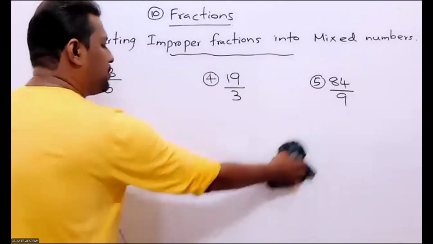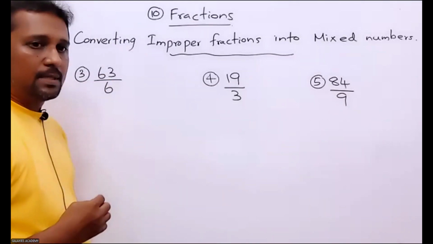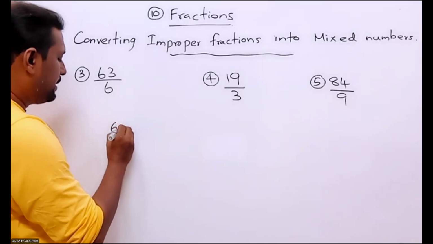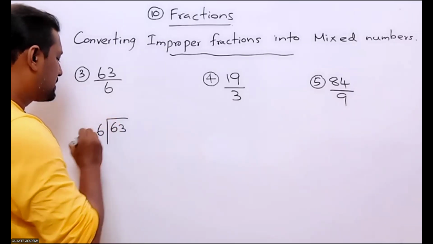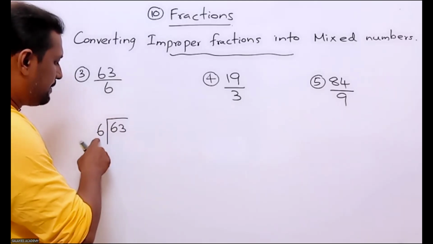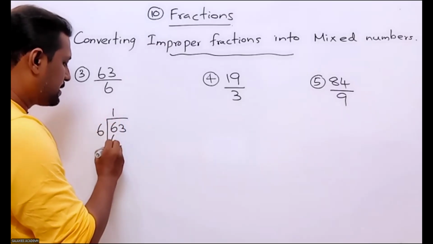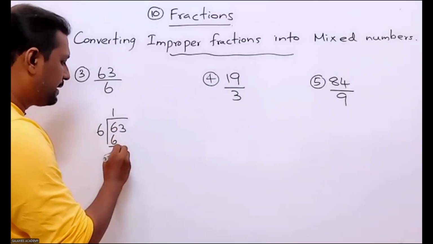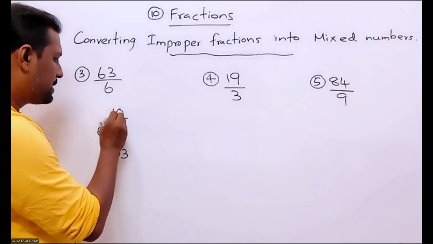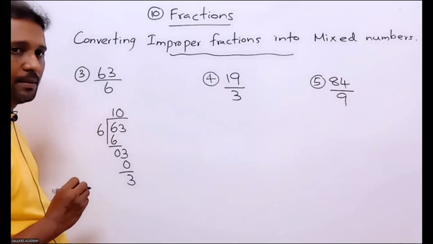Right. Now let's check the answers. 63 over 6. You have to divide 63 by 6 using the long division method. 6 divides 6, 1. 1 times 6 is 6. 6 minus 6 is 0. Then you take this 3 down. 3 divides 6, 0. 0 times 6 is 0. Remaining 3.